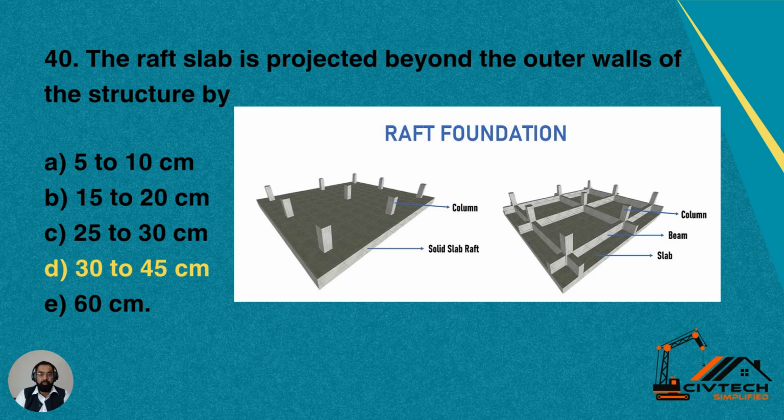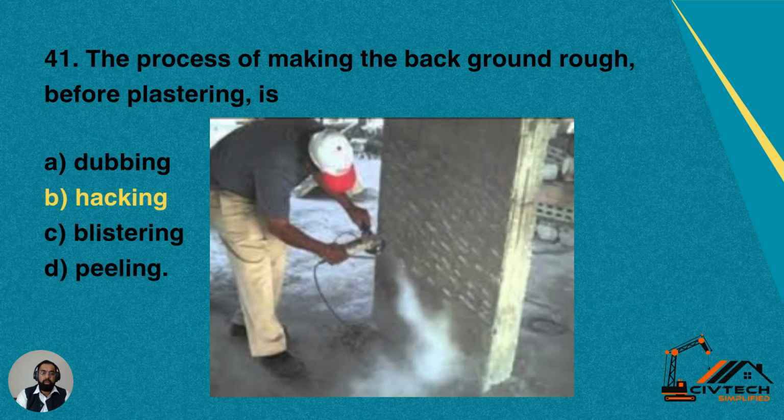Options available with us are number A, 5 to 10 centimeter, B, 15 to 20 centimeter, C, 25 to 30 centimeter, D, 30 to 45 centimeter, and E, 60 centimeter. So option D is correct for this question, which is 30 to 45 centimeter. We normally give 1 foot to 1.5 feet projection to the raft foundation after the exterior wall.